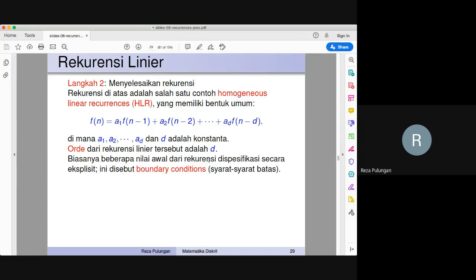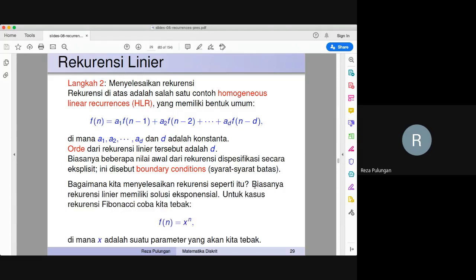Usually, a couple of values in the beginning are also explicitly specified, and we call these the boundary conditions. How many boundary conditions do we need? If we have a linear recurrence of order d, then you will need d boundary conditions. How do we solve such a recurrence?